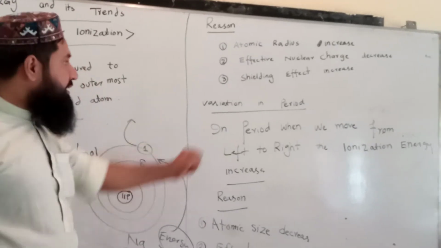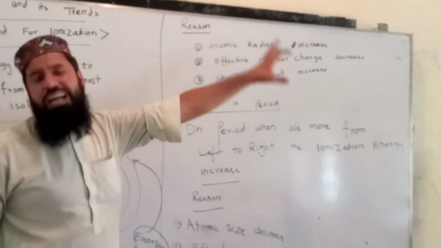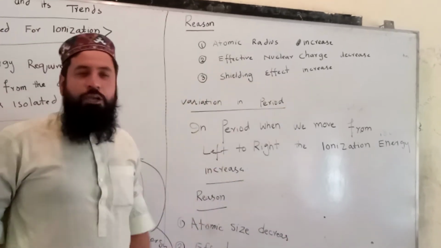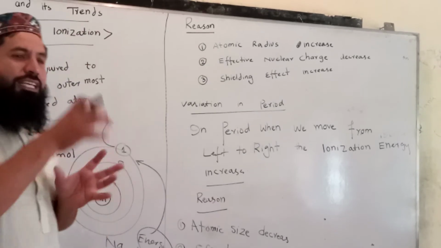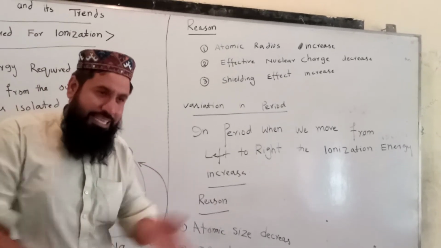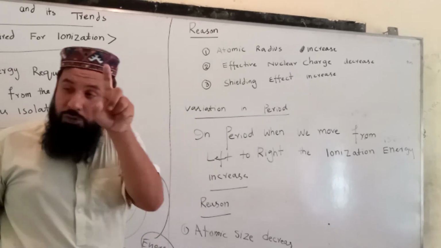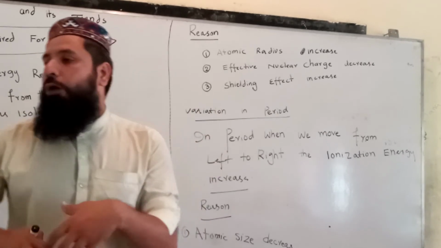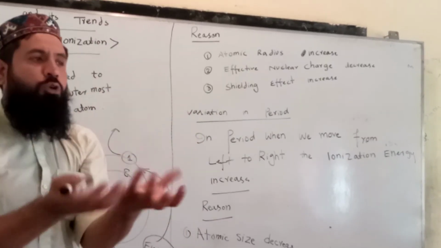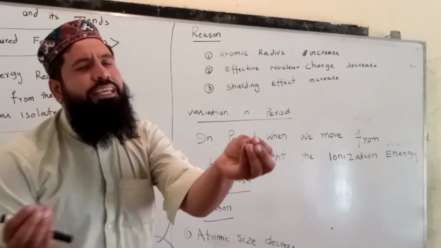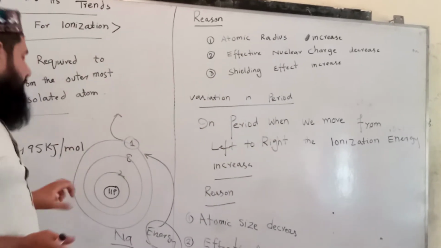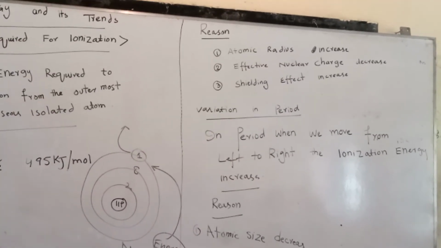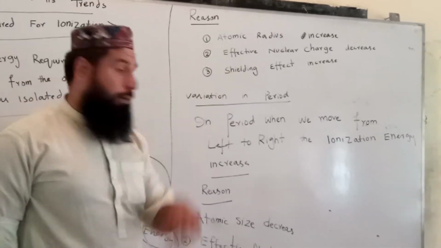So ionization energy decreases. Effective nuclear charge also decreases when we move from top to bottom. The shielding effect increases when we are moving from top to bottom, so that outermost electron is deprived of the nuclear hold. When the outermost electron is deprived of the nuclear hold, it can be removed very easily. So these are the reasons which play an important role in decreasing the ionization energy from top to bottom.